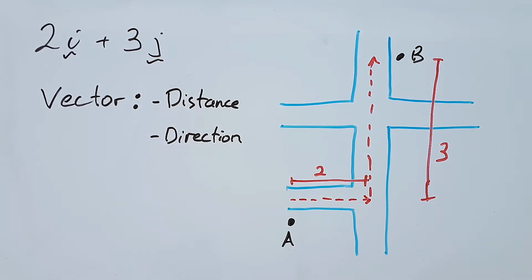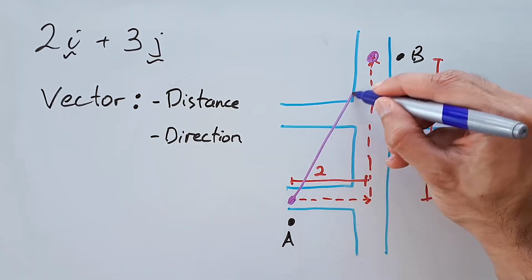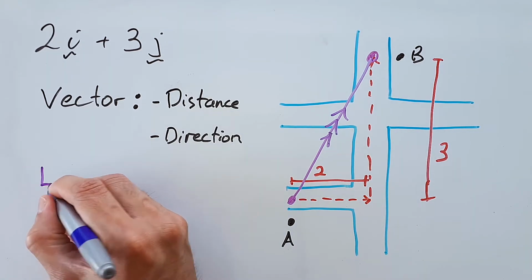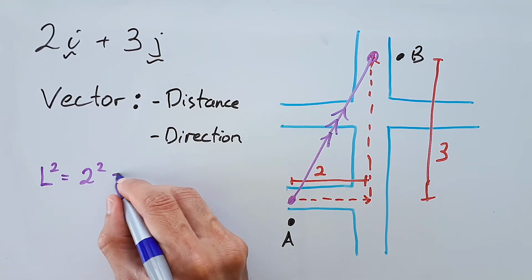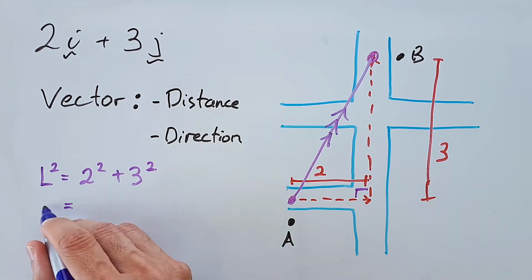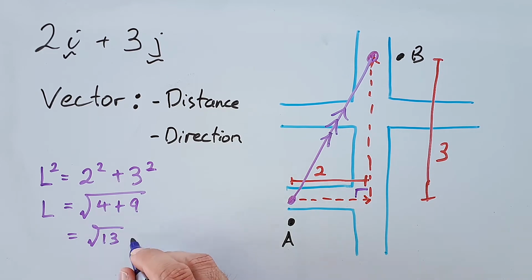And north, south, east, west aren't the only ways to describe vectors. If you were a bird flying in the sky, you could go from A straight to B, and that's considered another type of vector. That distance from A to B can be calculated using Pythagoras' theorem, because all 3 lines form a right angle triangle. So the shortest distance from A to B is square root 13 blocks.